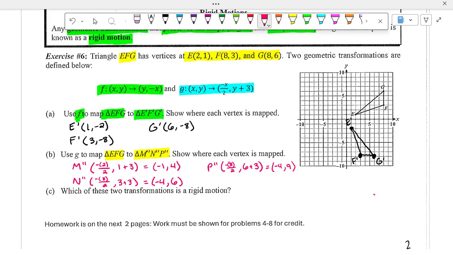So those are our 3 new points, which we will then graph over here. I have negative 1, positive 4, negative 4, positive 6, and negative 4, positive 9. So that's M double prime, N double prime, and P double prime.